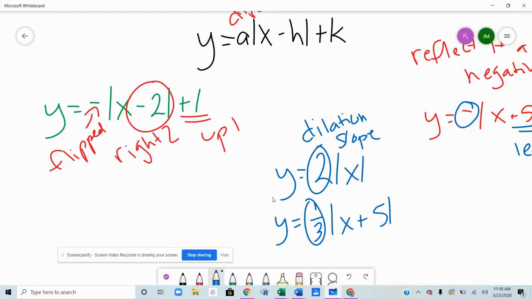Now, that is not as important. There's a couple of questions in your IXL that you'll do that has your dilations, but I want you to focus on the reflections of the negative, the moving left and right, and the moving up and down.